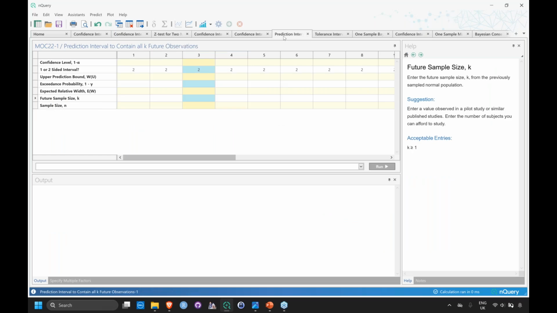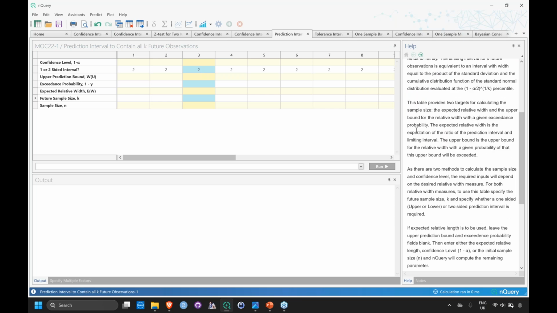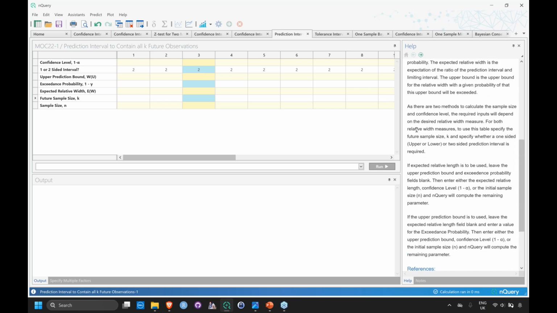So as you can see here, the table is quite different to the confidence level one, and some of the required inputs are a bit more abstract. If you take a look at the home card as well, you'll notice that the input requirements are slightly non-standard for this table. So if you want to calculate the expected relative width, which is what we're looking for, then the upper prediction bound and the exceedance probability rows are both to be left blank.